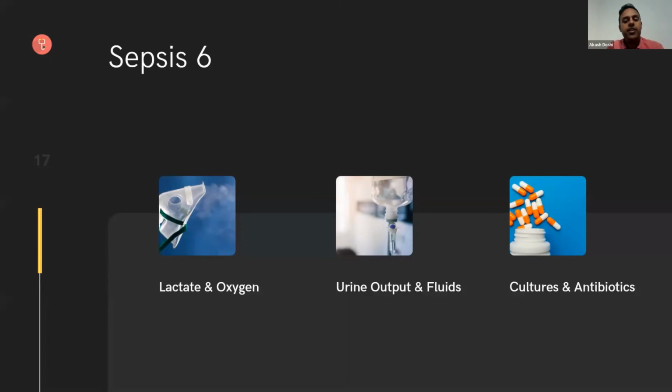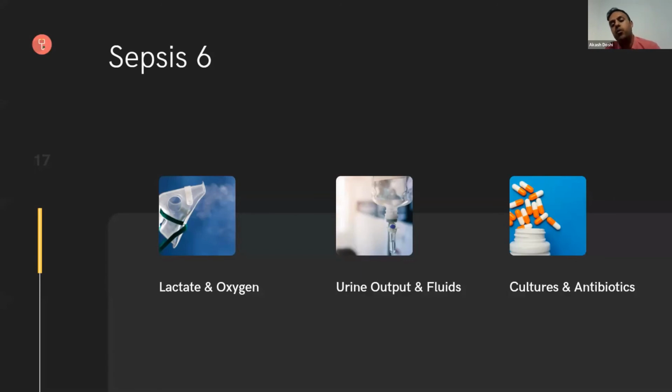Once you've identified the likely source, this will help you provide your sepsis 6. So all of this is happening within the hour. We're going to measure that lactate. We're going to give oxygen to get sats of 94 to 98. And that lactate, if it's above 4, we're going to give plenty of fluids, and we're going to monitor their urine output. That plenty of fluids will be about 30 mil per kilo or 500 mil bolus to try and get that blood pressure up.